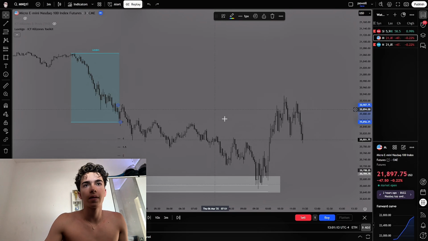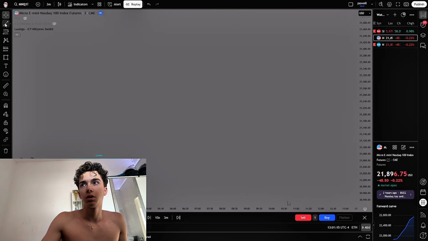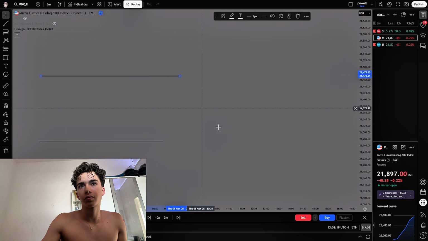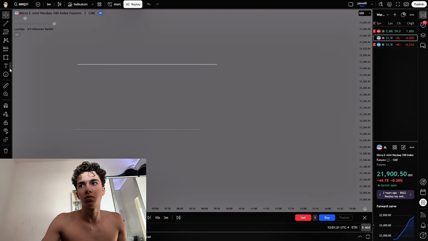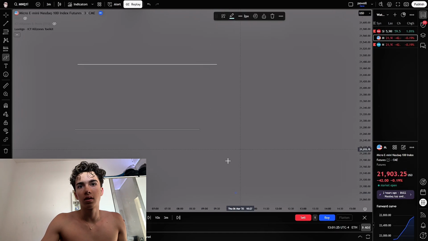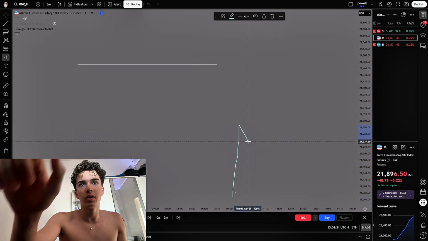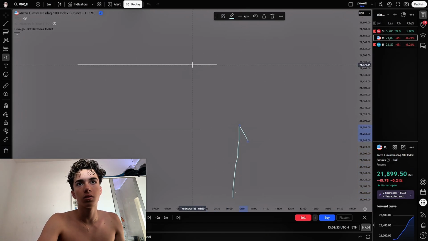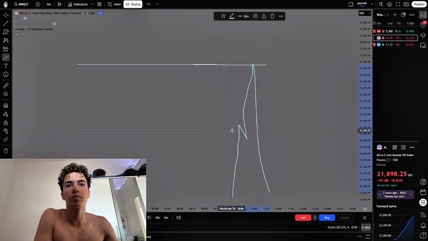Okay, it's very simple. We have the first level and the second level. What does price do? Comes here, then does this. We limit order here. Boom, boom. Okay, very easy.